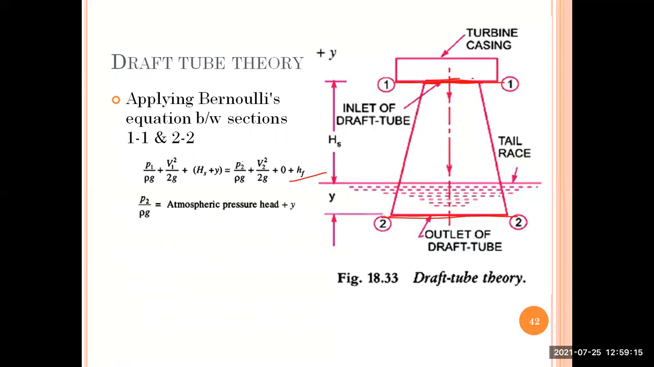In case of this particular section 2, you can see P2 by rho g is exposed to atmosphere. At section 2, the pressure will be atmospheric pressure. So P2 by rho g will be equal to PA by rho g plus Y. If you substitute that in the above equation, you will get P1 by rho g is equal to PA by rho g plus V2 squared by 2g plus HF minus V1 squared by 2g minus HF. So this equation represents the equation of the draft tube.